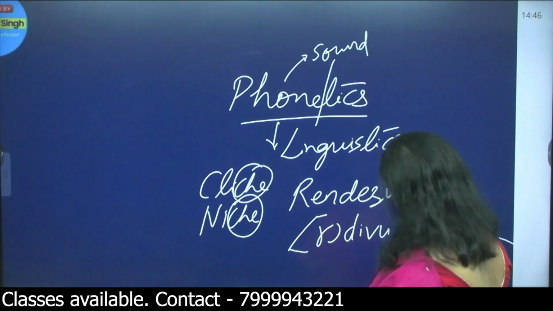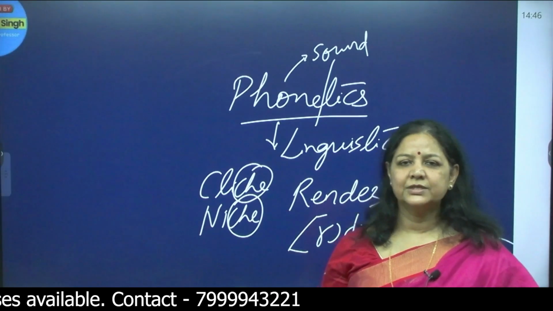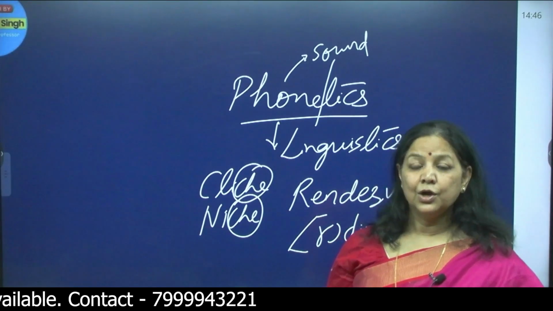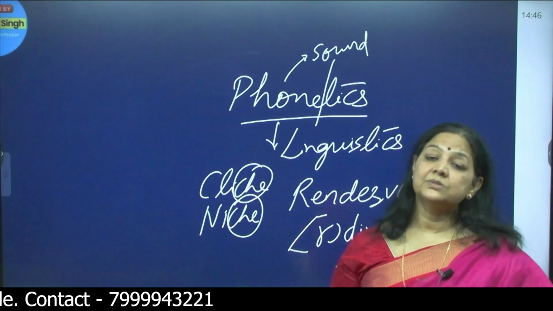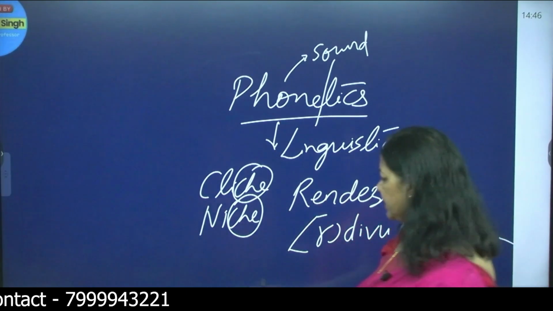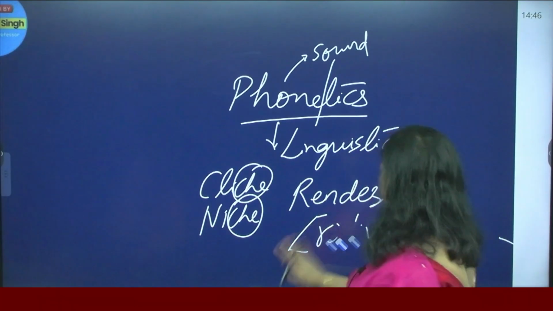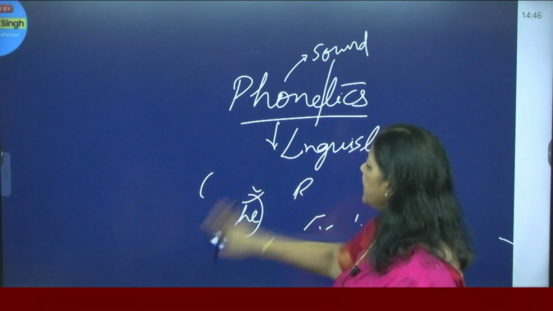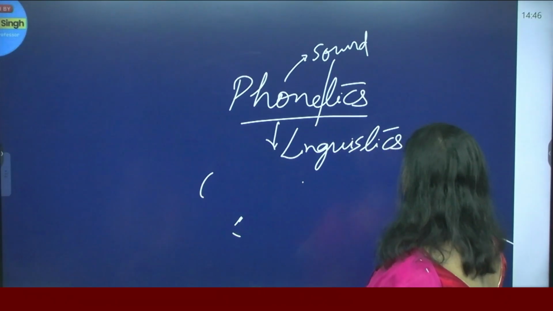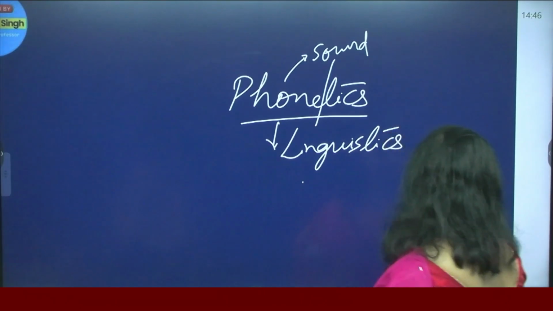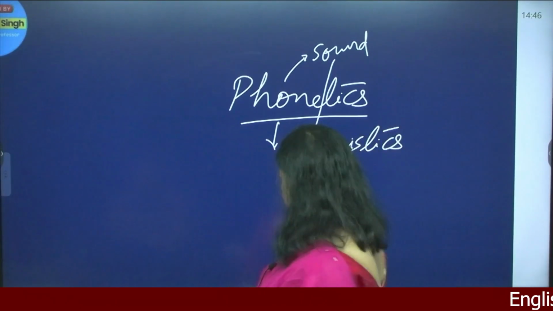And what is rendezvous? Rendezvous is the meeting place, right? So how to pronounce it, that is very important. So I am going to tell you just one thing: how many letters are in English? There are 26 letters in English. Let us see what they are.